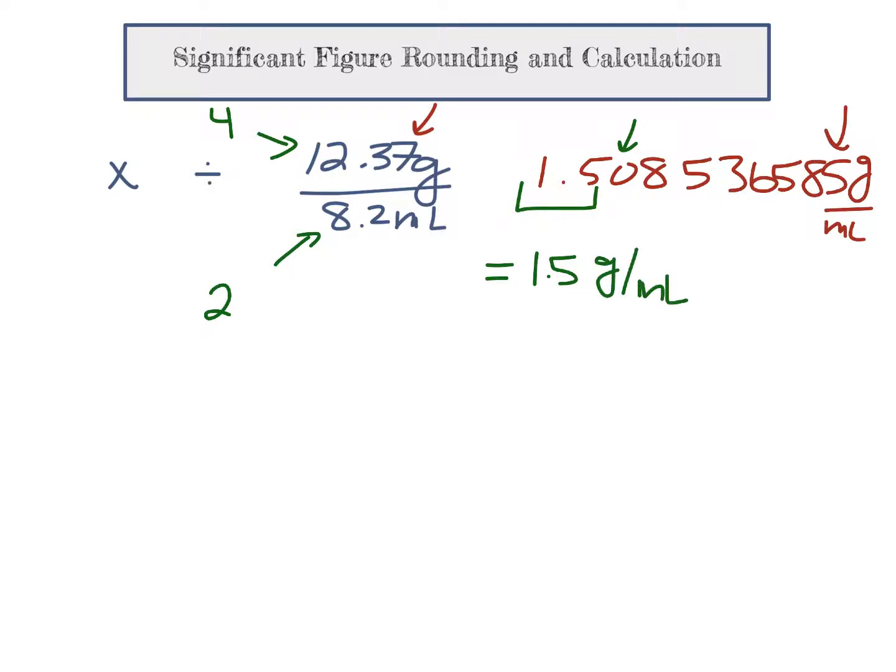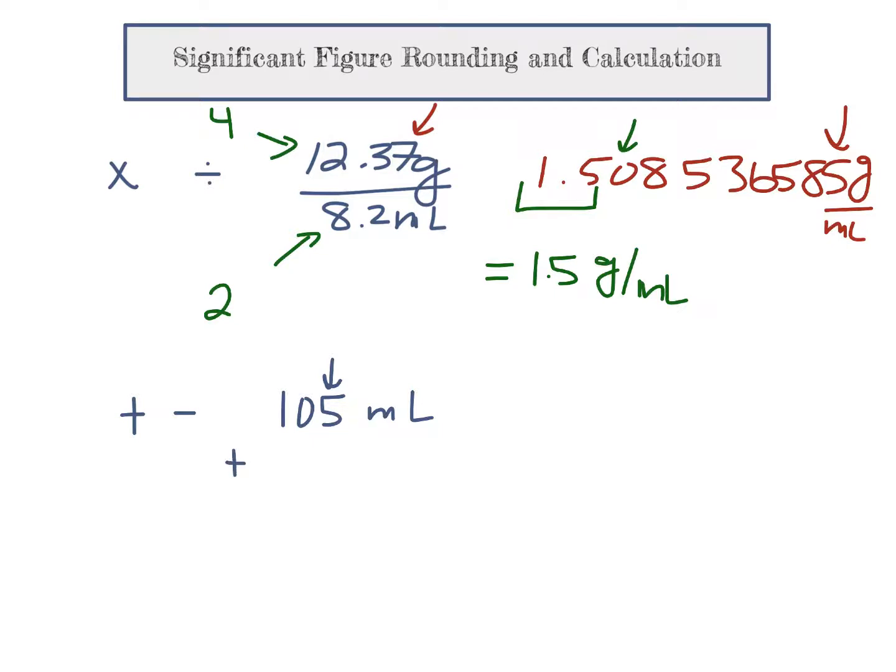The second set of rules is for adding and subtracting. When you add and subtract quantities, you really just keep the fewest amount of decimal places. Let's say that you had a really big graduated cylinder and you had to measure 105 milliliters. The largeness of this cylinder made it really difficult to tell how many milliliters you actually had, so you only had this many decimal places.